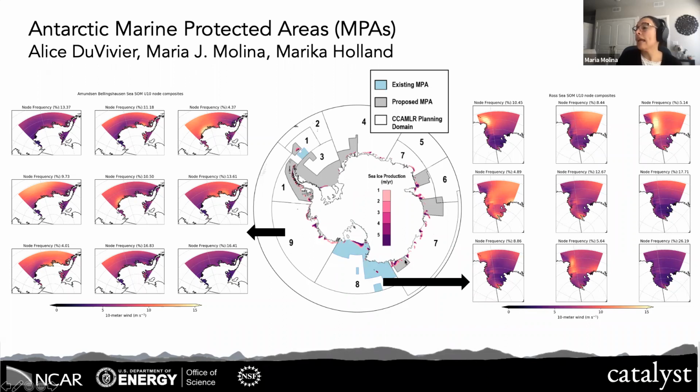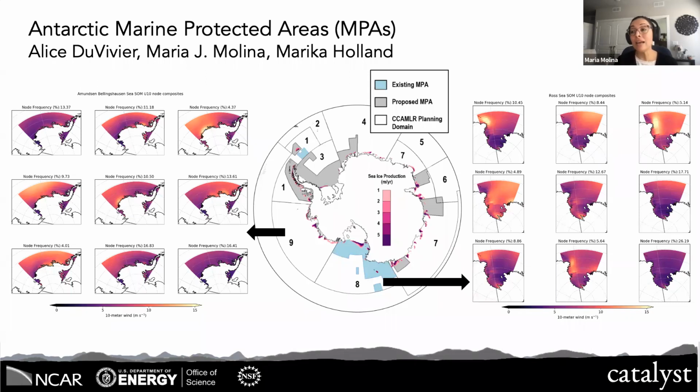They're looking at several different regions that are Antarctic marine protected areas, and they're classifying some of these different synoptic scale patterns across Antarctica. And so they are using a large ensemble for this. This slide here is just some preliminary work.